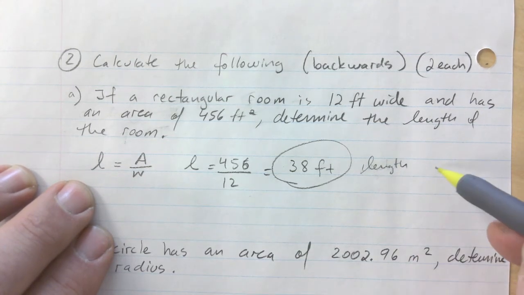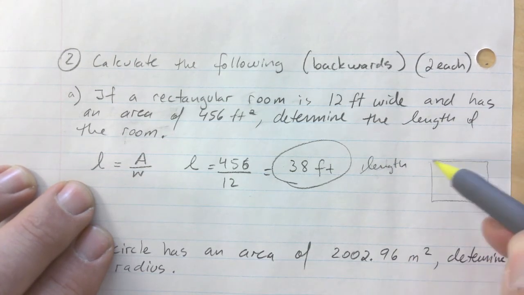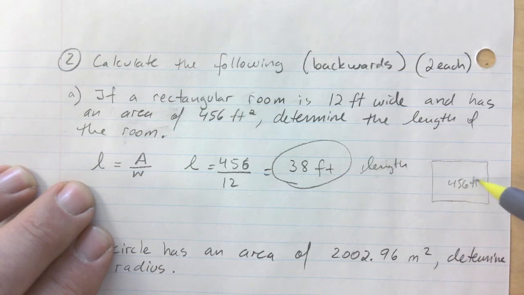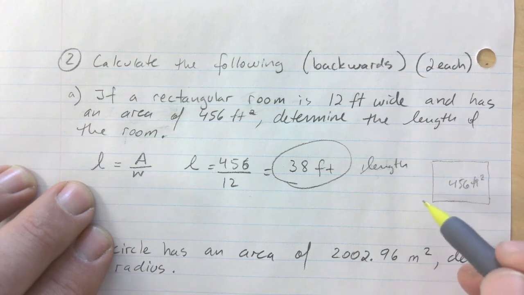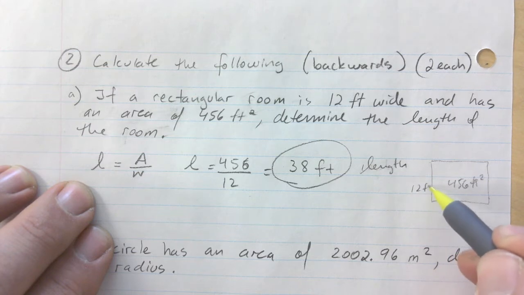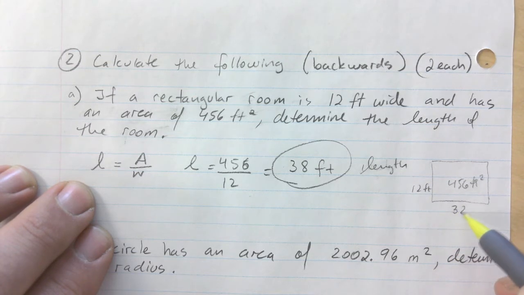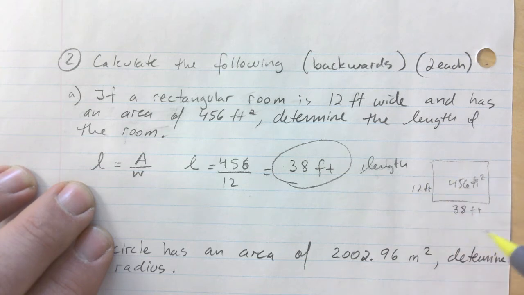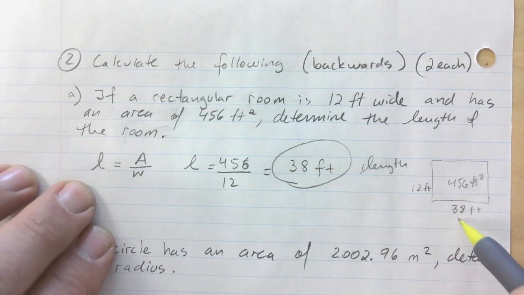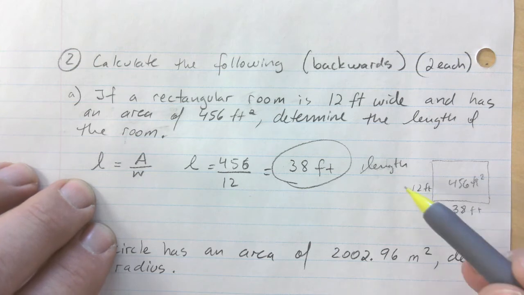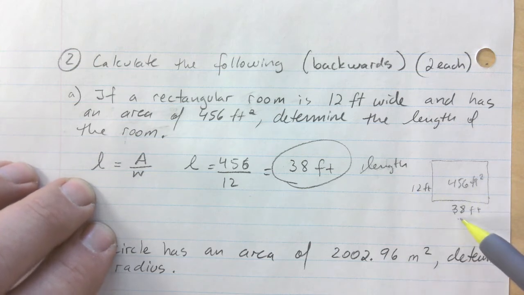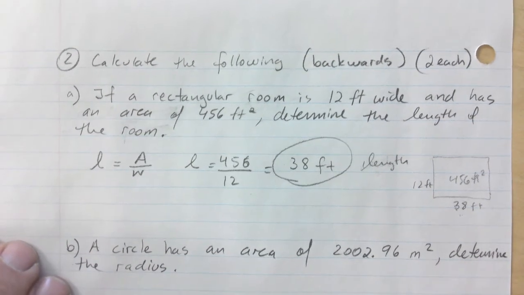Okay, to put it into perspective, right, you're given this room, you know that this is 456 square feet, right? That's the space it takes up. They give you that the width is 12 feet here, and you now found that this is 38 feet, okay? So you found the missing dimension. Basically, what times 12 gives you 456? That's what you found here, okay?